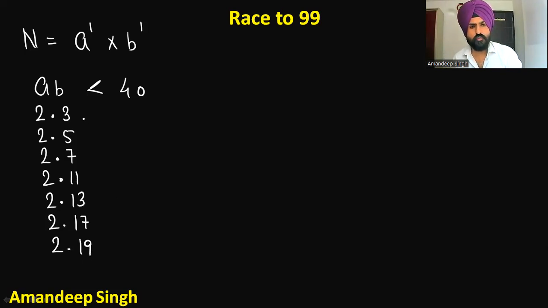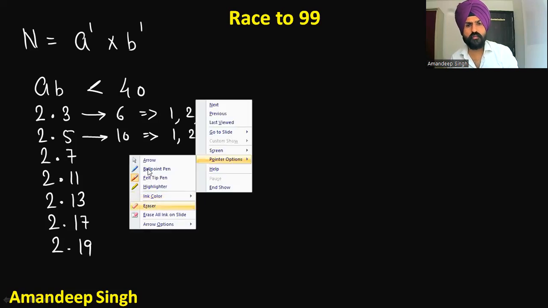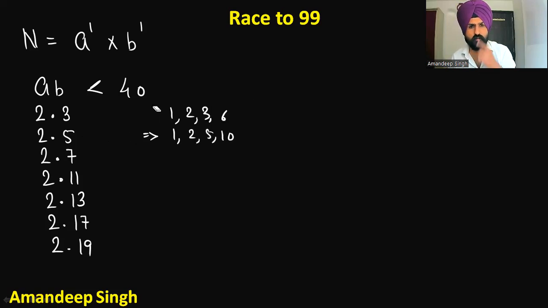If a is 2 and b is 3, that is 6. So 6 has 4 factors. Yes, 1, 2, 3, and 6. If a is 2 and b is 5, the number is 10. How many factors does 10 have? It has 1, 2, 5, and 10. All these numbers will have 4 factors. So if a is 2, then the possible answers for b we have already counted.